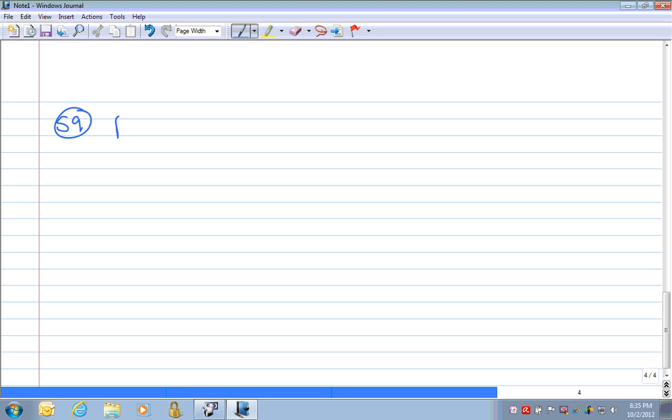59 is f of x equals x to the fourth minus 81. So we're going to find the zeros, and then we're going to write all the factors. Well, to find the zeros, we're going to just set it equal to 0. We would move 81 to the other side, and we would have x to the fourth equals 81. That's one method. Or you could have factored. And I really like the factoring part because sometimes you forget that these are perfect squares.